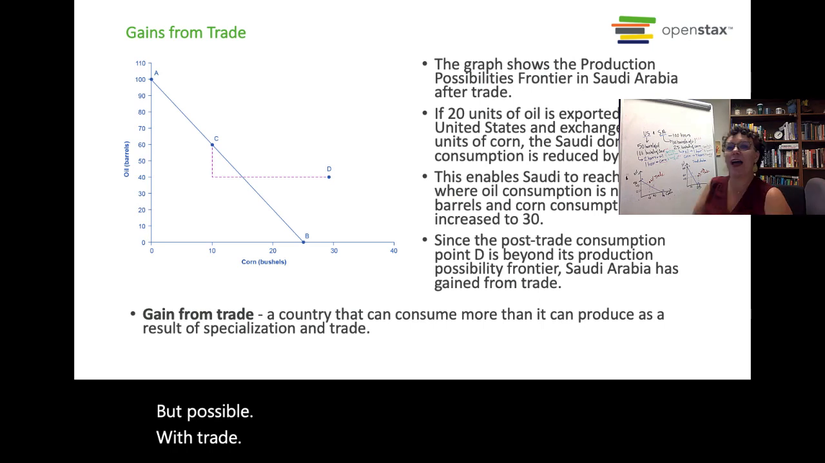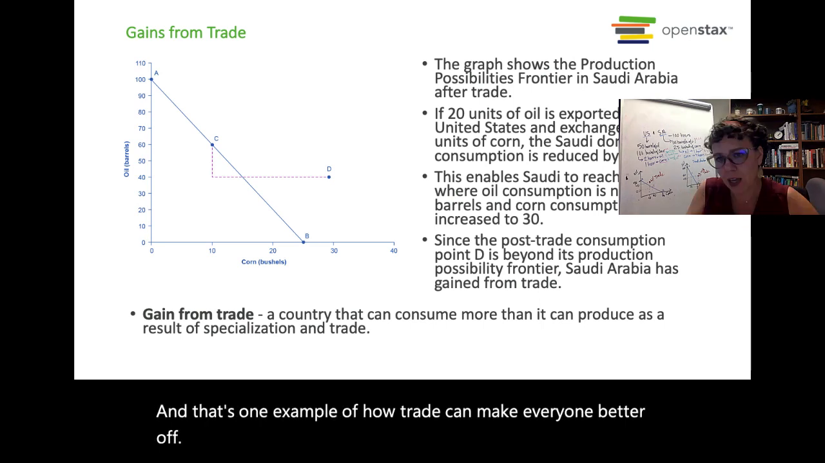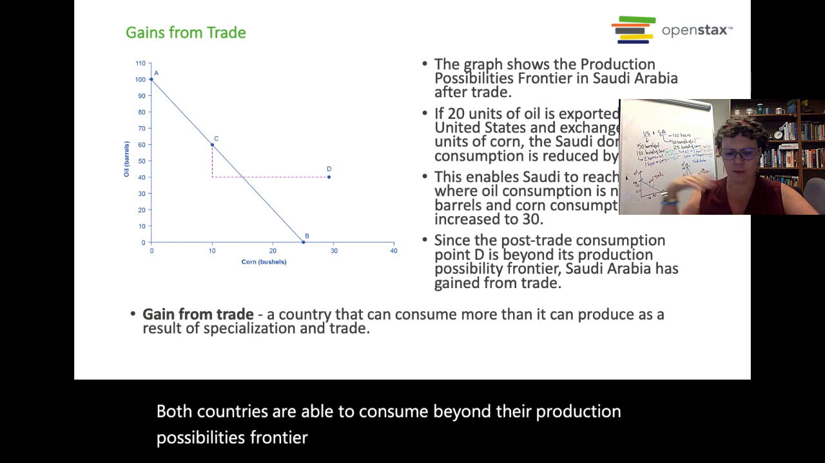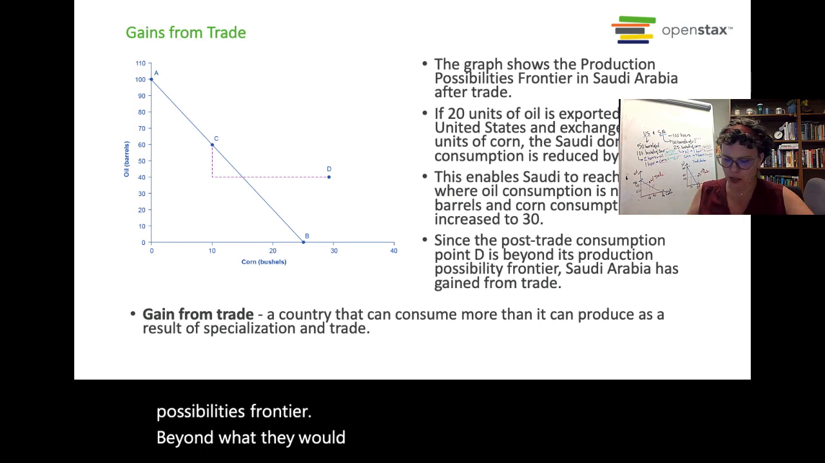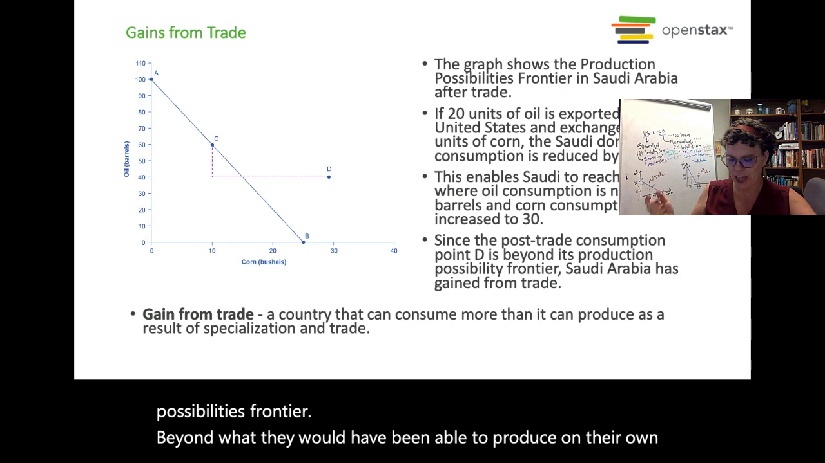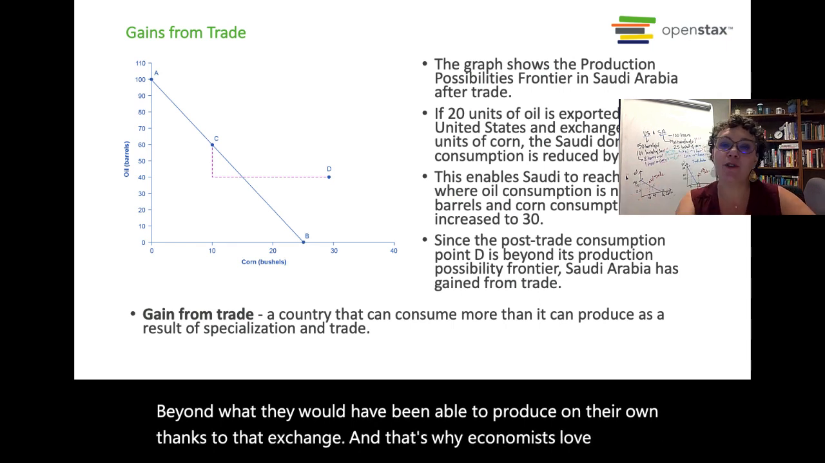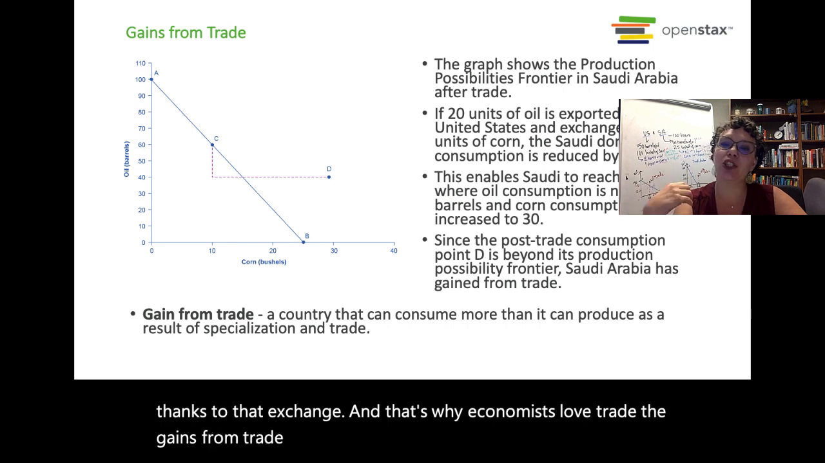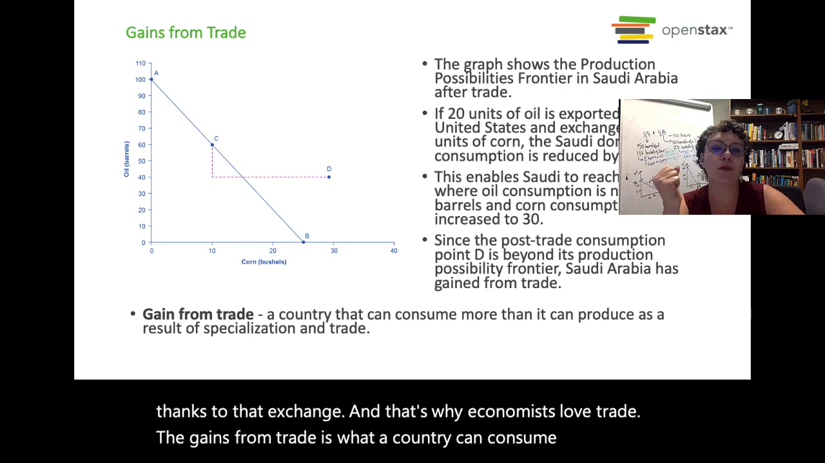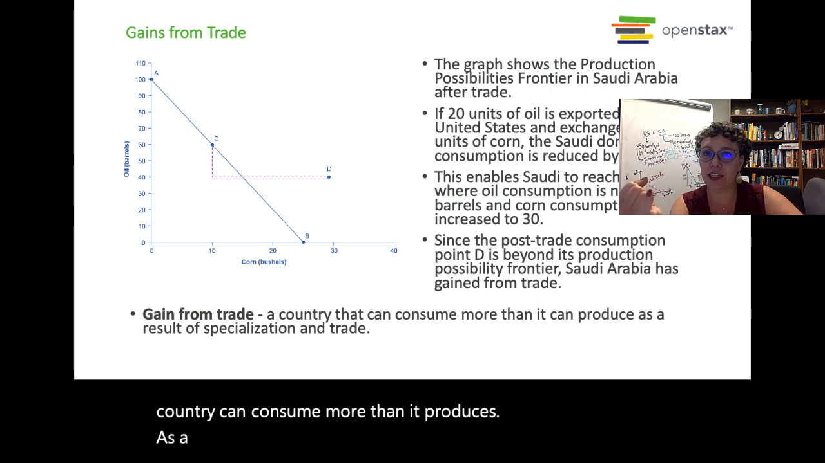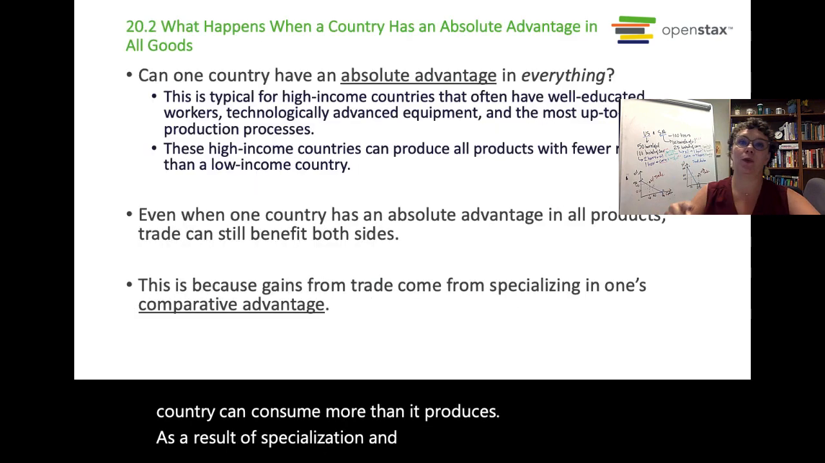And that's one example of how trade can make everyone better off. Both countries are able to consume beyond their production possibilities frontier, beyond what they would have been able to produce on their own, thanks to that exchange. And that's why economists love trade. The gains from trade is what a country can consume when a country can consume more than it produces as a result of specialization and exchange.